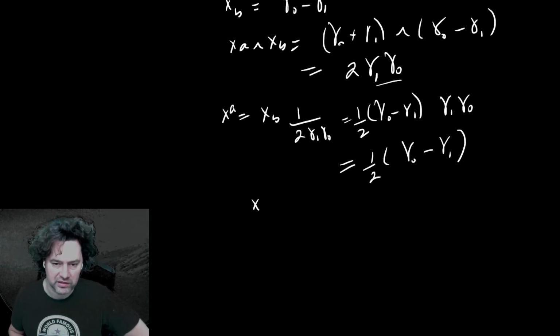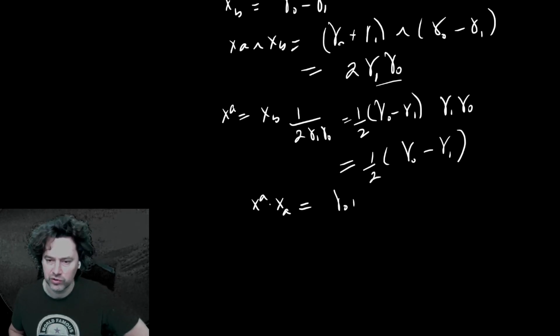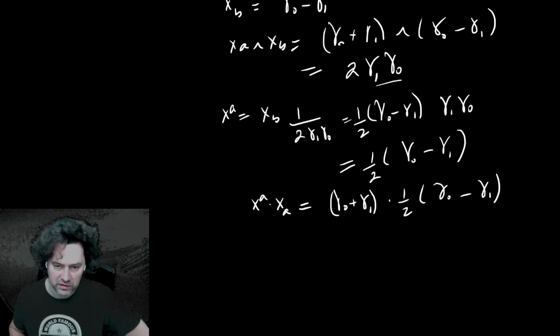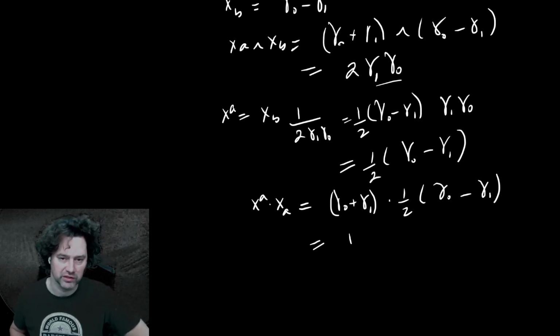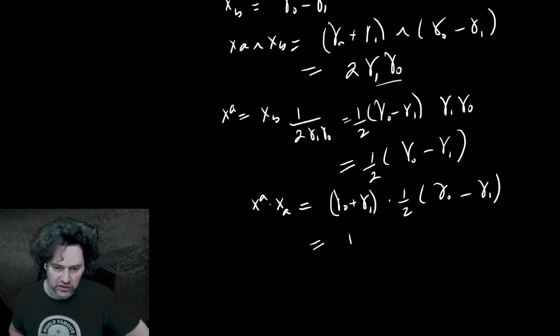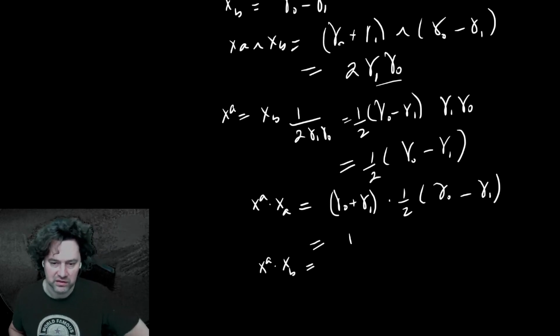So we should expect that xa dotted with xa is 1. And xa was gamma naught plus gamma 1. I'm going to dot that with half of gamma naught minus gamma 1. And so gamma naught squared is 1, and gamma 1 times gamma 1 is minus 1, so minus minus 2, and we get 1 as we expect. Good. All right. And we should also have that xa dotted with xb is 0.